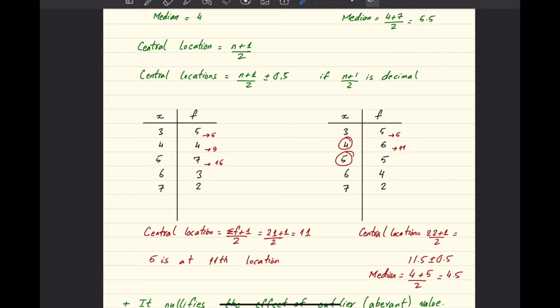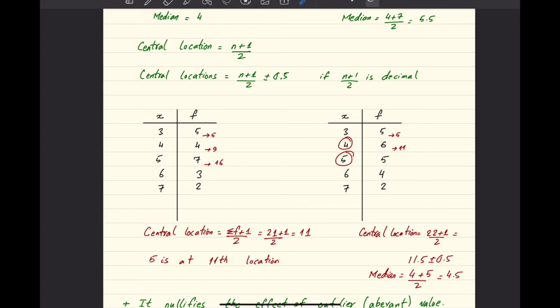Similarly, if I look at this particular data, I sum up all the frequencies, and they come out to be 22. 22 plus 1 upon 2 gives me a decimal answer, 11.5. So that means I have to observe 2 locations: 11.5 minus 0.5, 11, and 11.5 plus 0.5, 12.